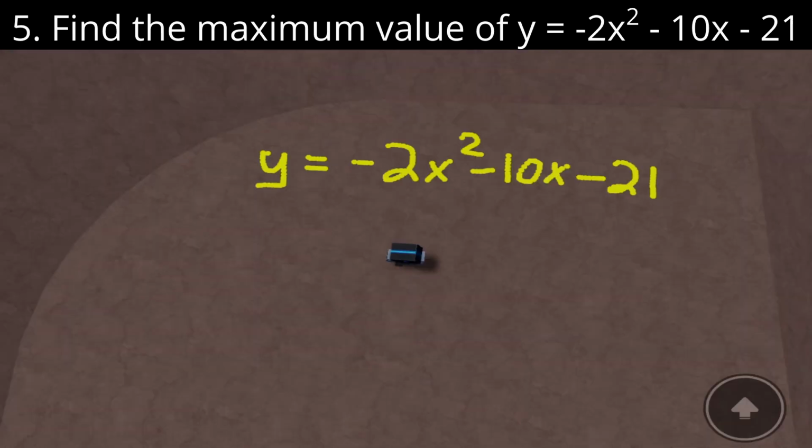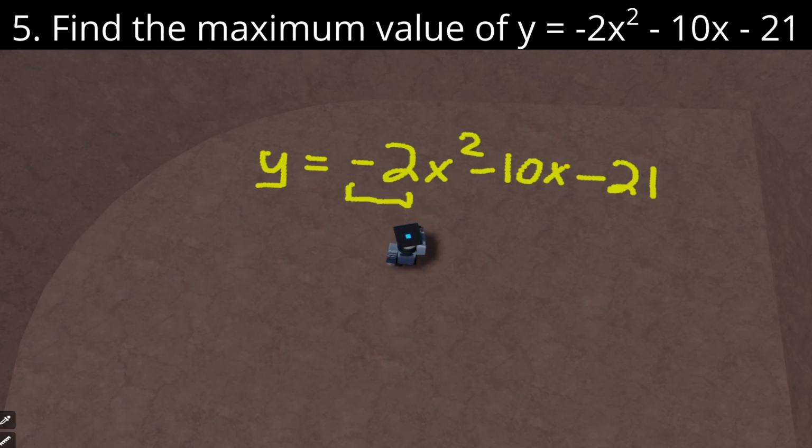And that's it. This problem says, find the maximum value of the equation y equals minus 2x squared minus 10x minus 21. What in the world does that mean? How do you find the maximum value of this equation? Let's think about that for a minute. I want you to know that this is in standard form first because it's ax squared plus bx plus c, and our a value of minus 2, that's a negative number. So in other words, this parabola is a downwards facing parabola.